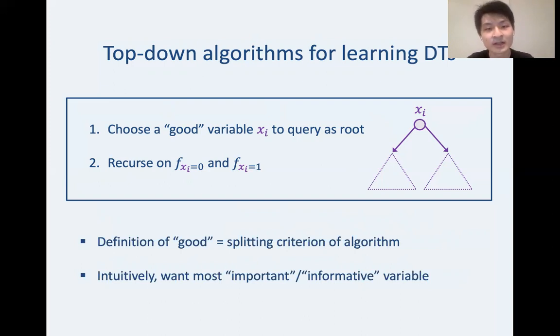And the crux of the design of such a top-down algorithm boils down to finding a good definition of goodness of variables. That's called the splitting criterion of the algorithm. Intuitively, we want this xi to be somewhat important or informative, in the sense that knowing the value of xi gives us a lot of information about the function value f(x).